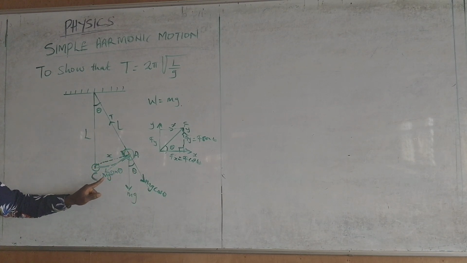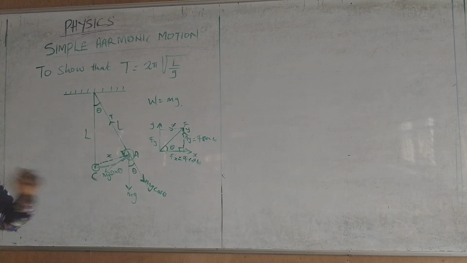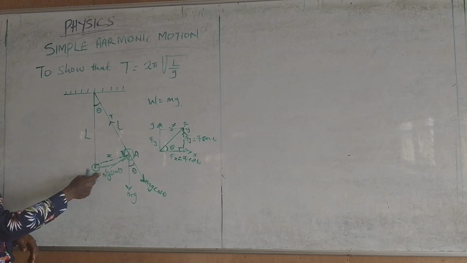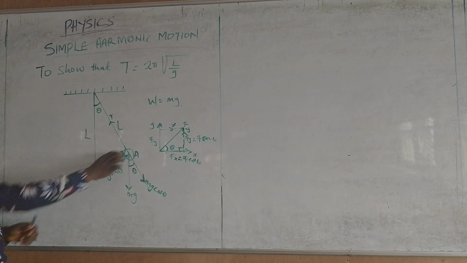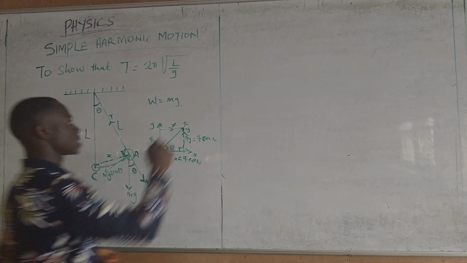Now, what is the implication of this? We are not that concerned about this; we are more concerned about this, mg sine theta. The implication is that this is a restoring force. This is the force that tends to restore this bulb towards the center of oscillation.